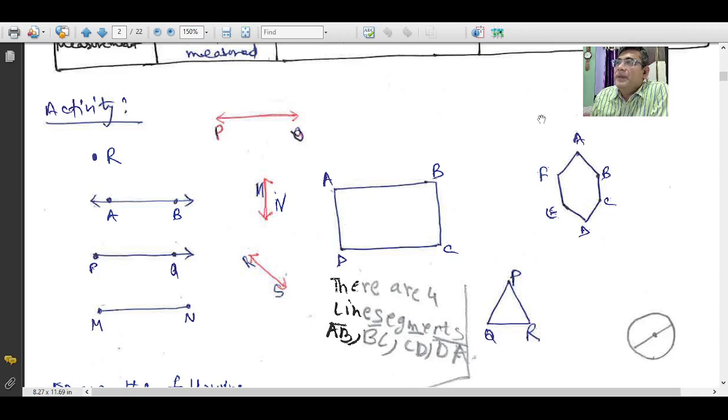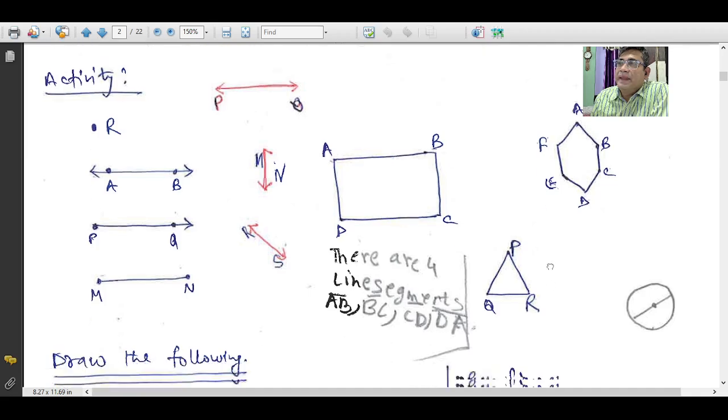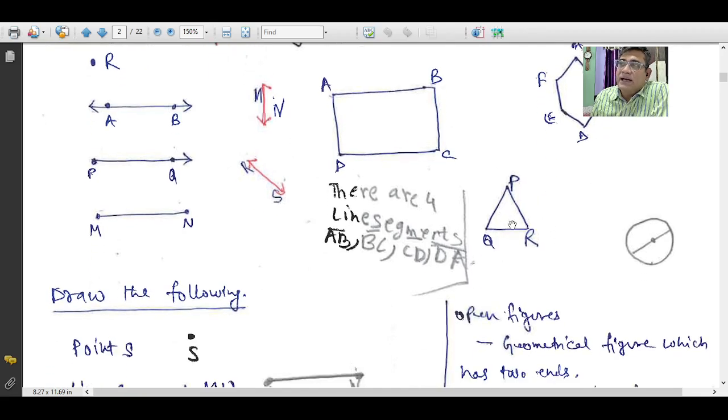Similarly, this is a hexagon. It has 6 points: point A, point B, point C, point D, point E, and point F. There are 6 line segments: DE, EF, FA, AB, BC, and CD. Similarly, for a triangle, there are 3 points and 3 line segments. So you write in the comments what the names of the points are and what the line segments are.